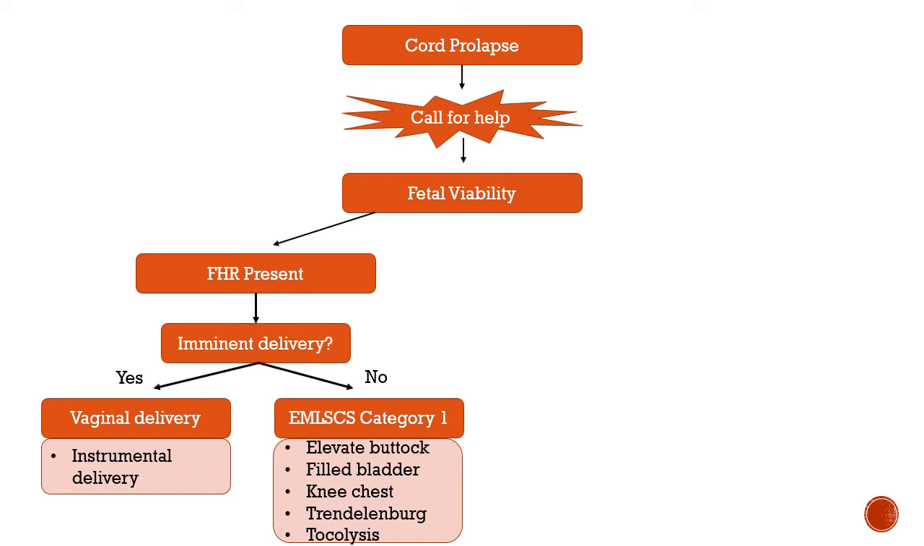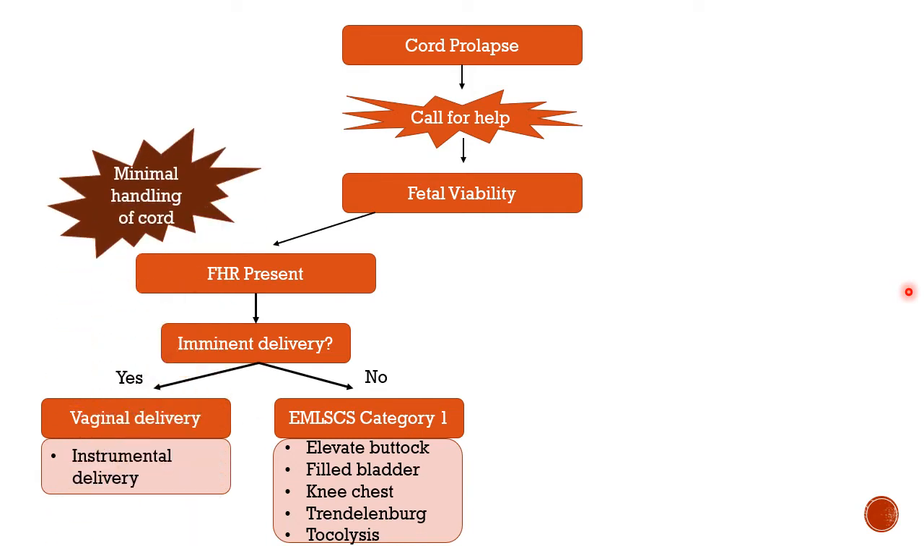But if it is not imminent delivery, you need to go for emergency cesarean section, category 1. So there are a few maneuvers that you can do. First, you elevate the buttock by putting a pillow. Then you can fill the bladder. You can adopt a knee chest position or put in a Trendelenburg position. Or you also consider tocolysis if you are far away. And remember, minimal handling of the cord.